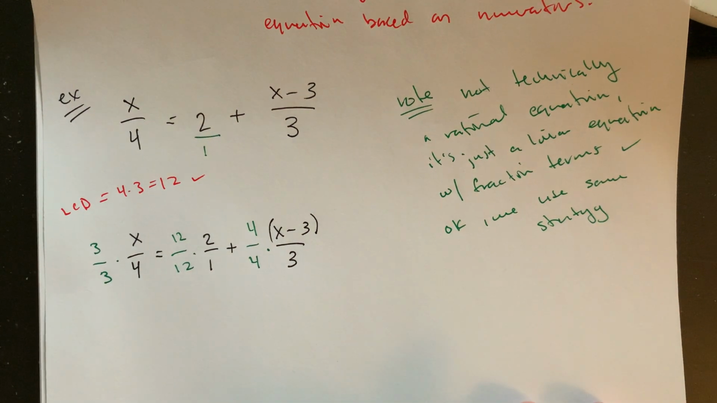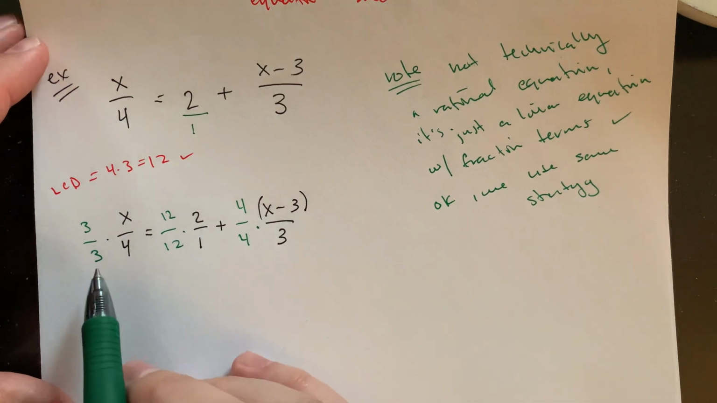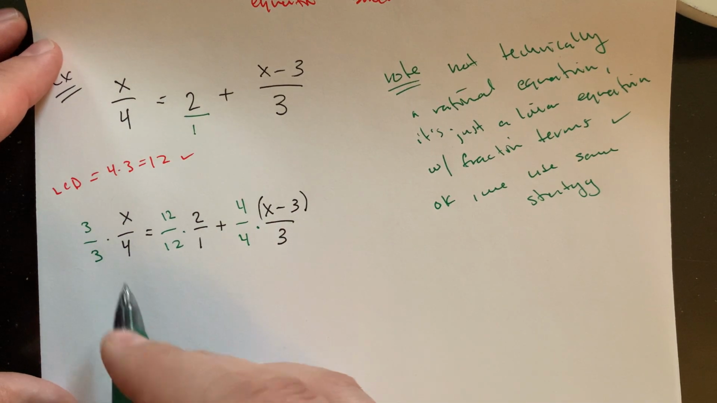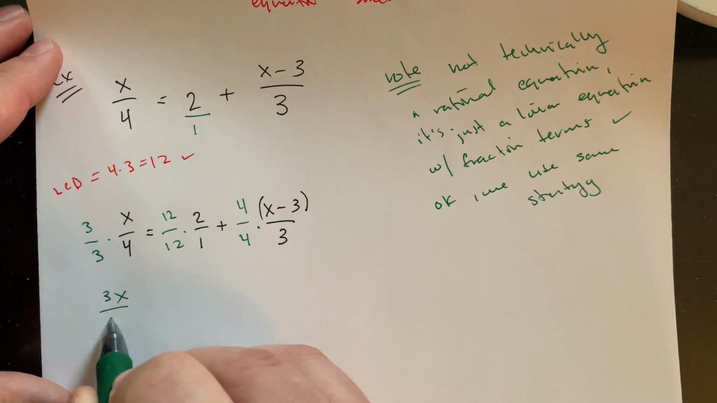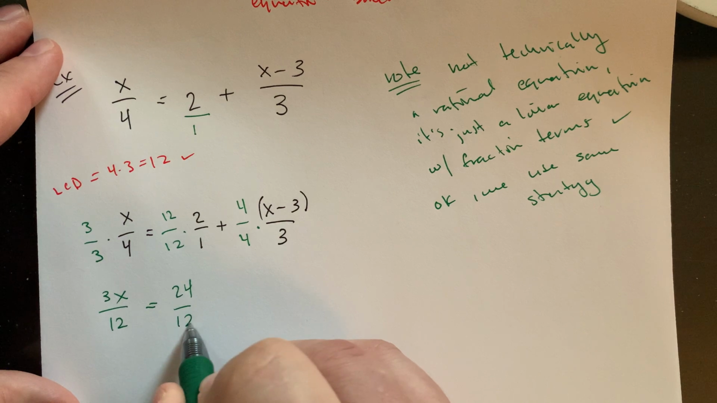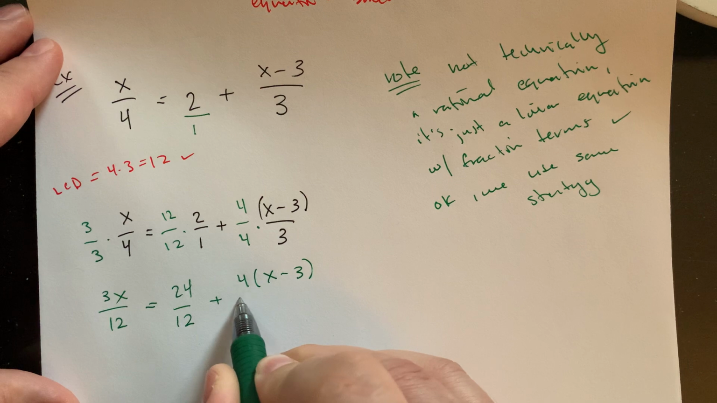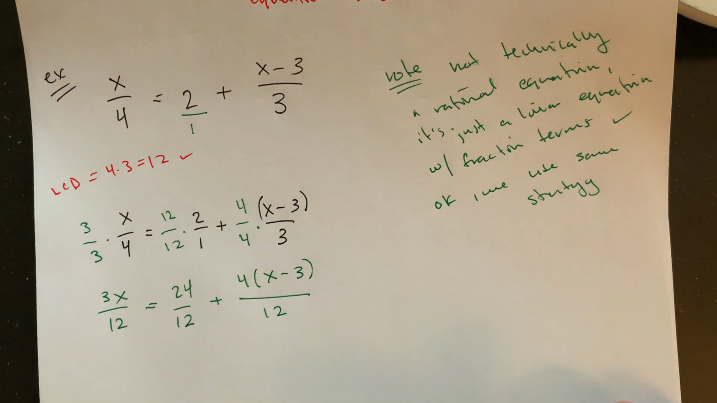Just like when we were trying to add these rational expressions together, you have to find a common denominator and then get everything in sync before you can add and combine. You get these ramifications from your multiplication on the bottom, and you get these ramifications up top. So this becomes 3x over 12 equals 12 times 2, 24 over 12 plus, and we can even just call this 4 times the quantity x minus 3 over 12. So that's what we get.